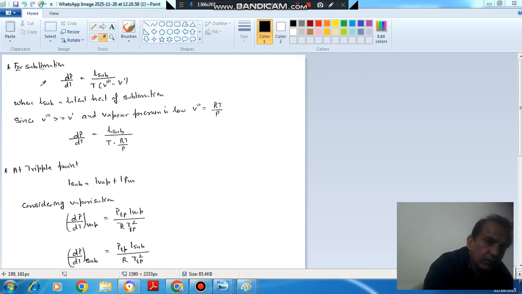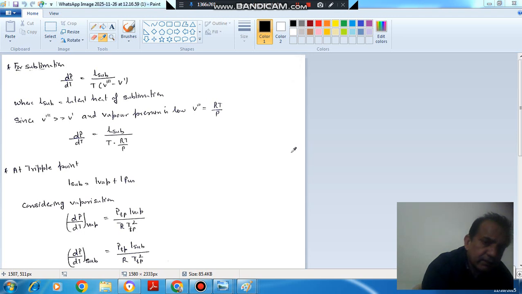The next case is sublimation. For sublimation, we will take the latent heat of sublimation, and here we will take V triple dash, and here V single dash. L sublimation is your latent heat of sublimation, and V triple dash is very, very large compared to V single dash. So V triple dash will be equal to RT by P, the same way that we did in evaporation. So V single dash can be neglected. Then this will be dP by dT equals L sublimation by T times RT by P. These are the three cases.